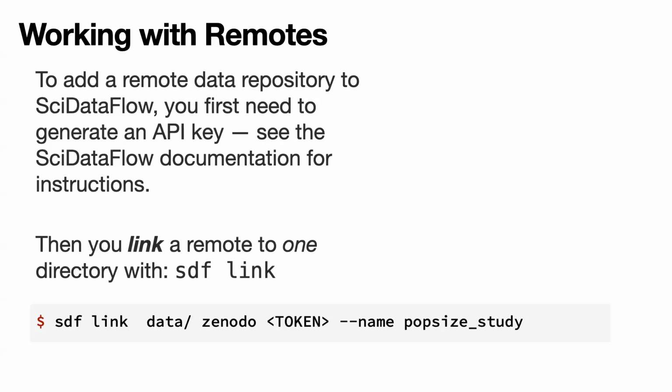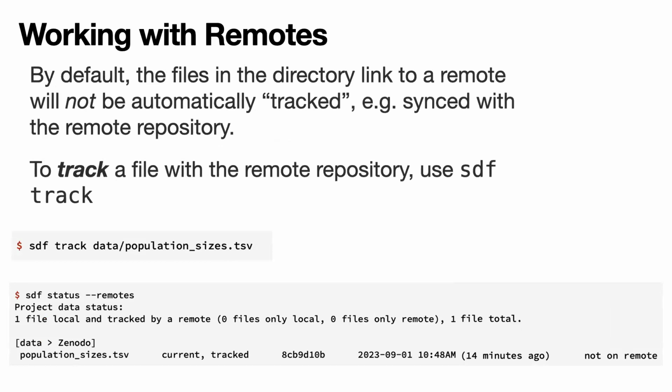So what is this command doing? All this is doing is adding a remote to that data manifest, and it's going to link this data directory to Zenodo. And this is the token that you'll be given by these websites. And then this is the remote name for the data repository. So this is what it would look like.